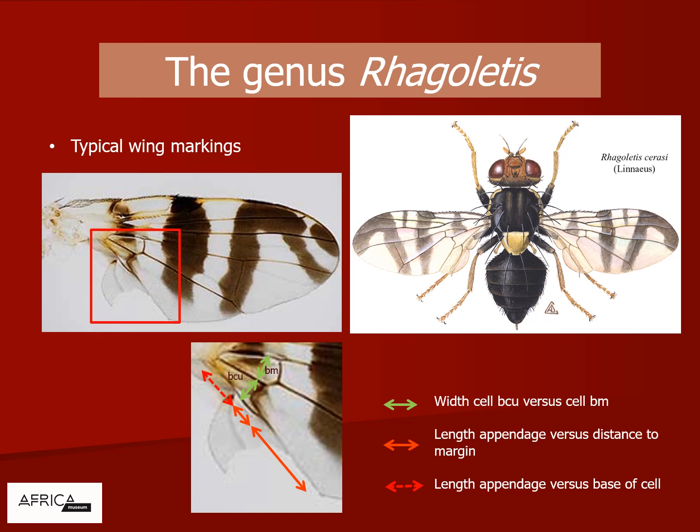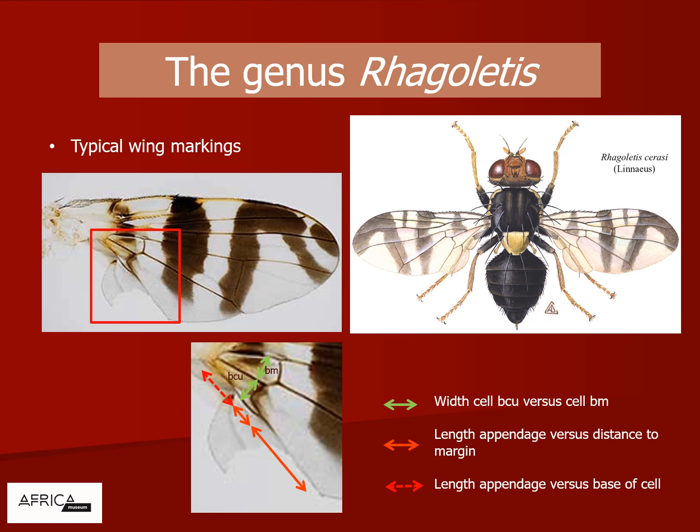Most Rhagoletis species are rather small and have a black or brownish body color, with a contrastingly colored scutellum. They have a typical marking on the wing consisting of a number of transverse bands which are usually black colored.